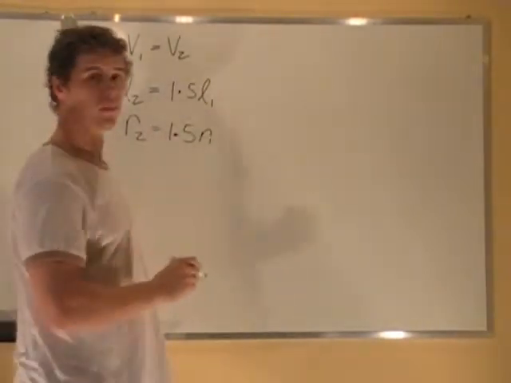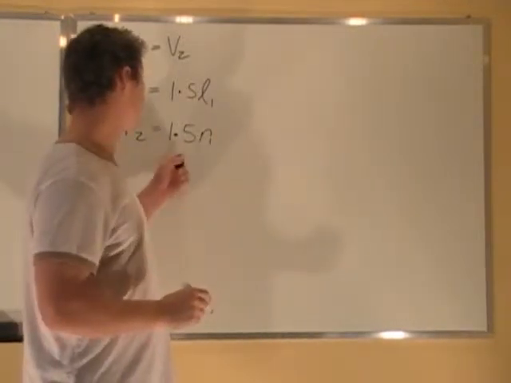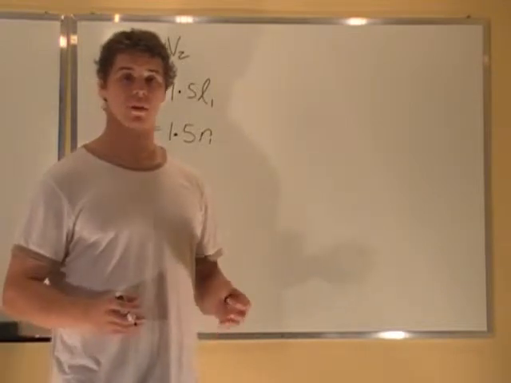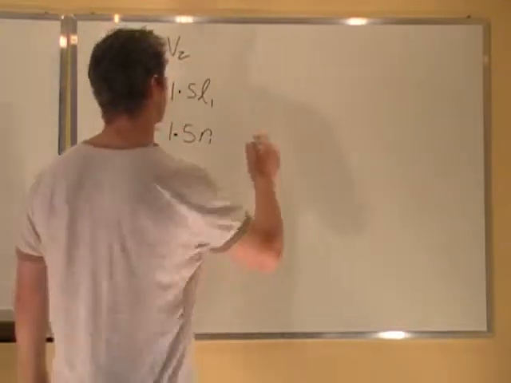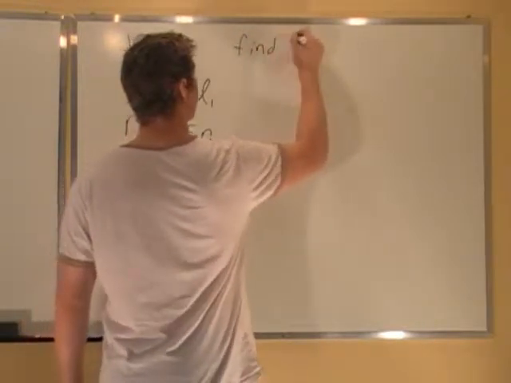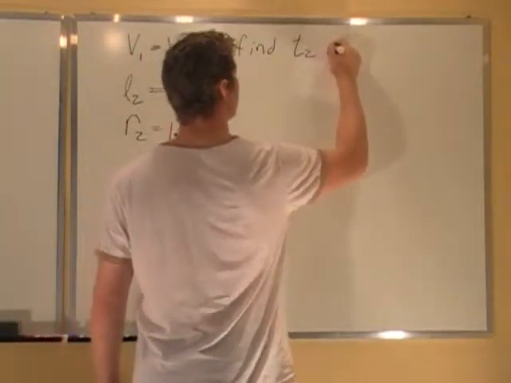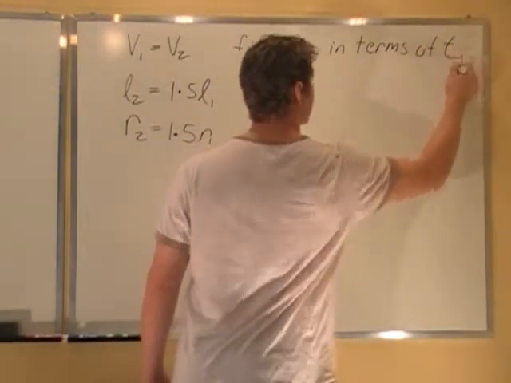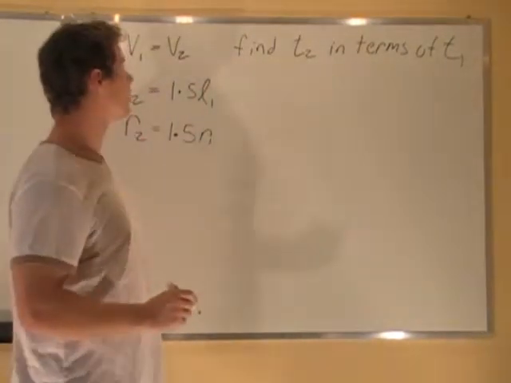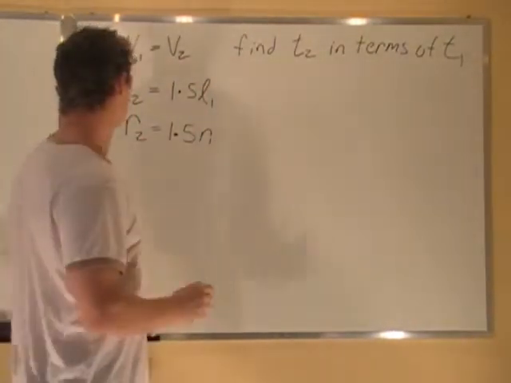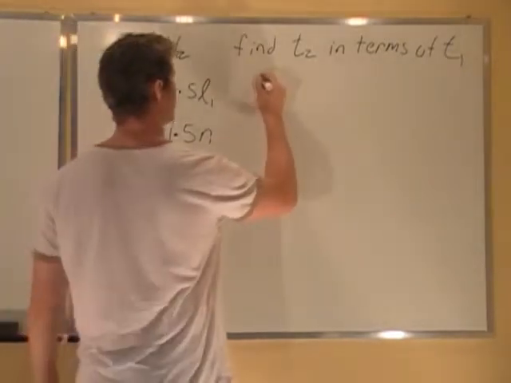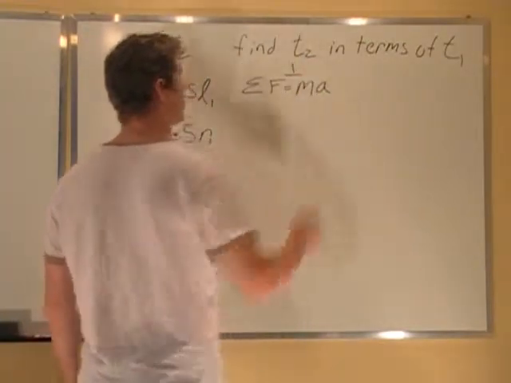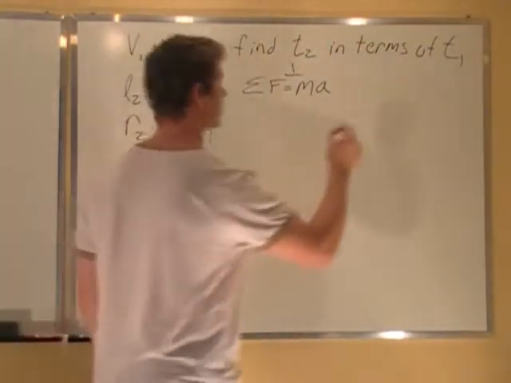Okay, so what we're looking to find now is the tension in the final string. When we replace it, what is the tension in terms of the original tension? So let's find tension 2 in terms of tension 1. Okay, so tension is a force. Now, what we're going to do with this is start off with the sum of the forces equal to mass times acceleration. We're going to do this for the first string, and we're going to do it for the second string.